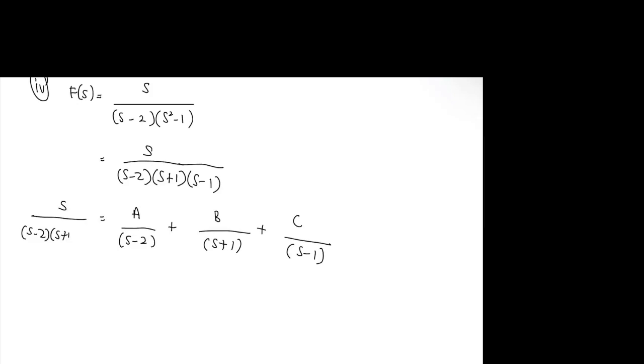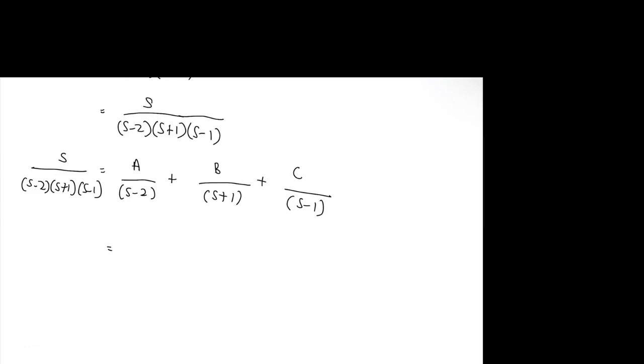So we have 3 fractions, and all 3 are linear. So we have A plus B plus C. Here we have s minus 2, s plus 1, s minus 1. So this equals s over (s minus 2)(s plus 1)(s minus 1).